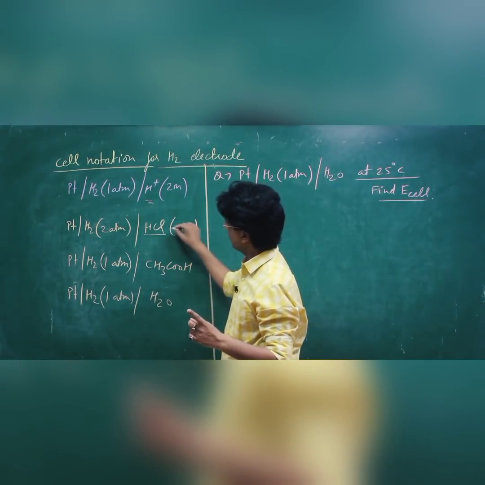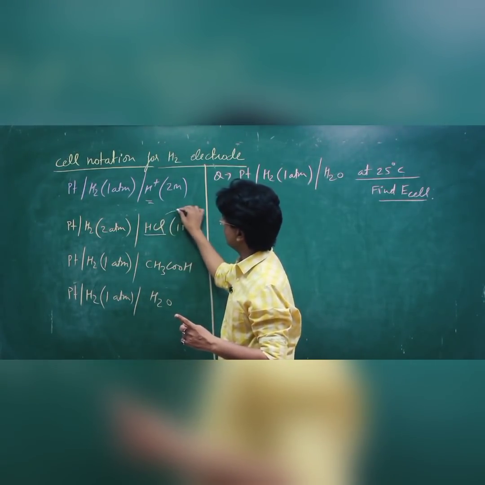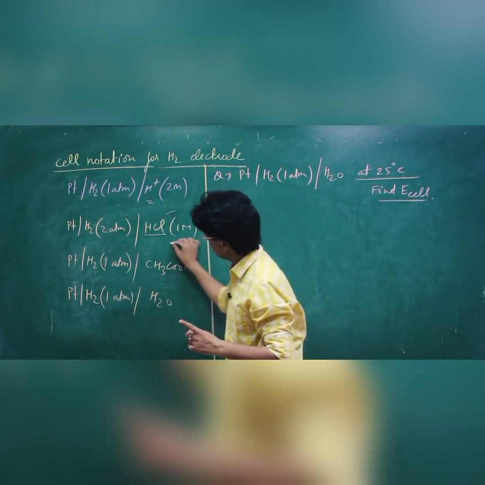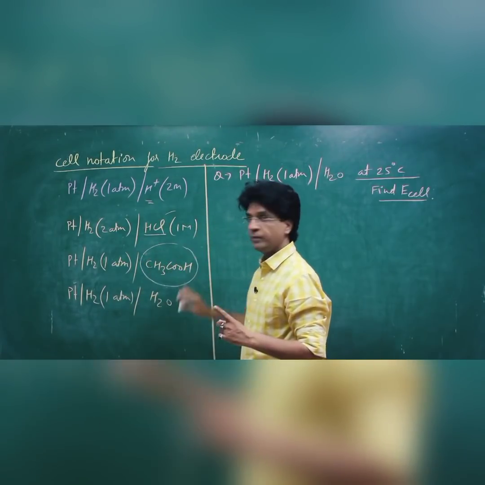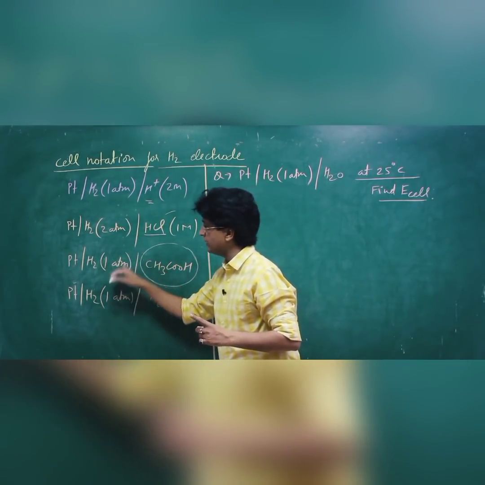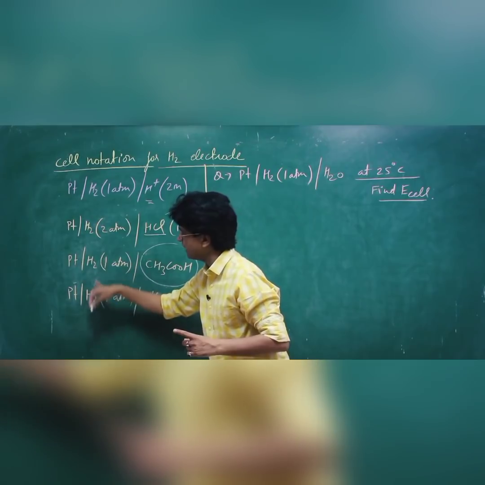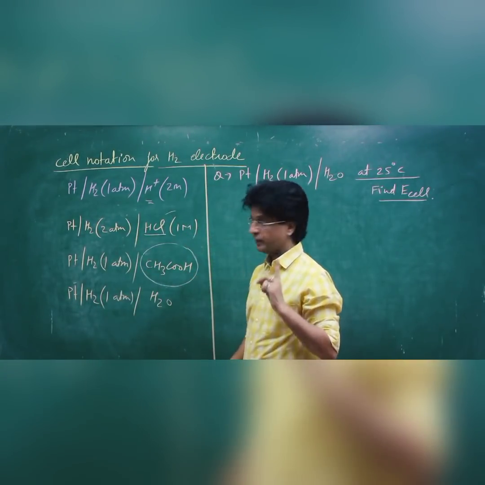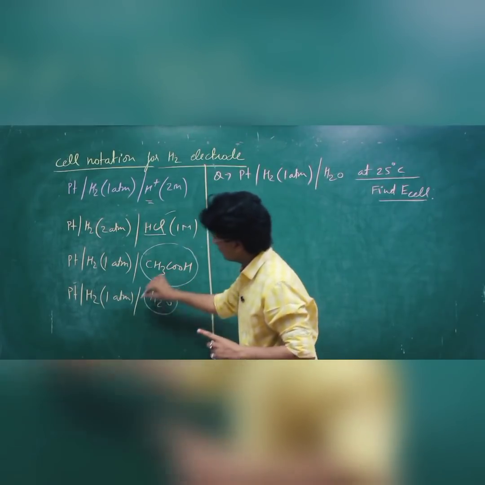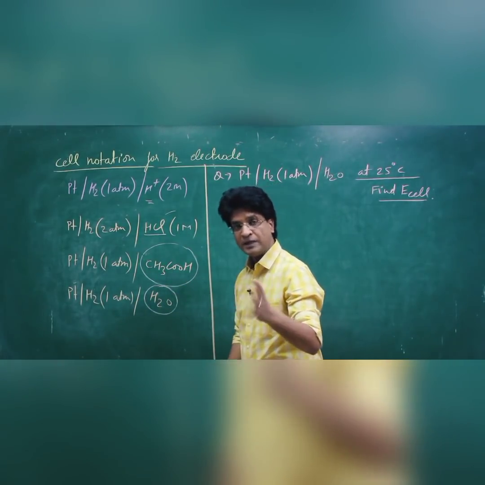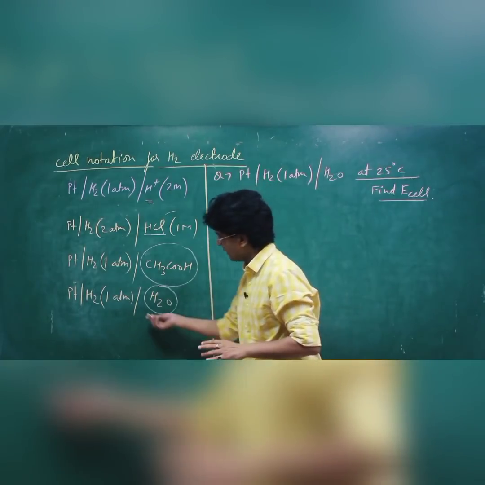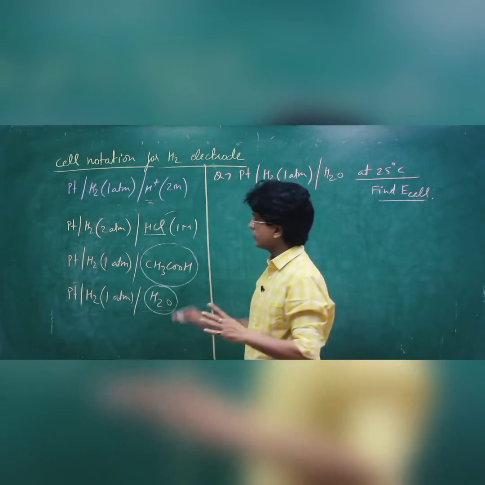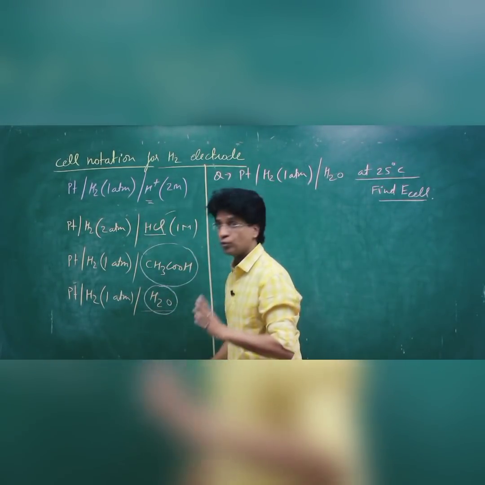So 1 molar HCl will give you 1 molar H ion. Similarly, CH3COOH is nothing but a source of H ion. Whenever you find hydrogen gas over there, the remaining part will be the source of hydrogen ions. Okay. Similarly, H2O also dissociates to give you H ions and OH ions. So H2O is also a source of H ion. This last part will be the source of H ion.